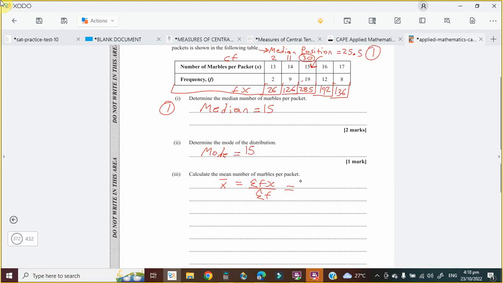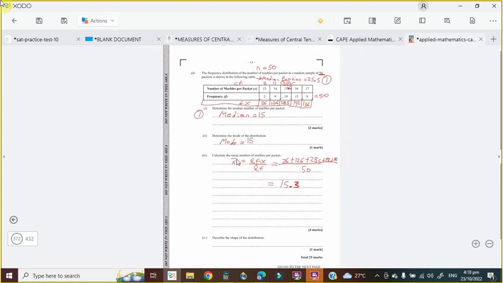Okay, so add those for me now. So 26 plus 126 plus 285 plus 192 plus 136. You divide it by the sum of f, and the sum of f is 50. They told us it was 50. So 15 point? 15.3. That's the mean. Easy.